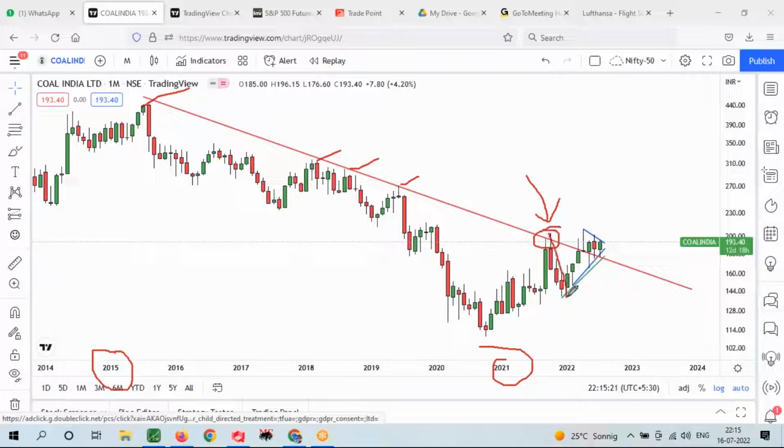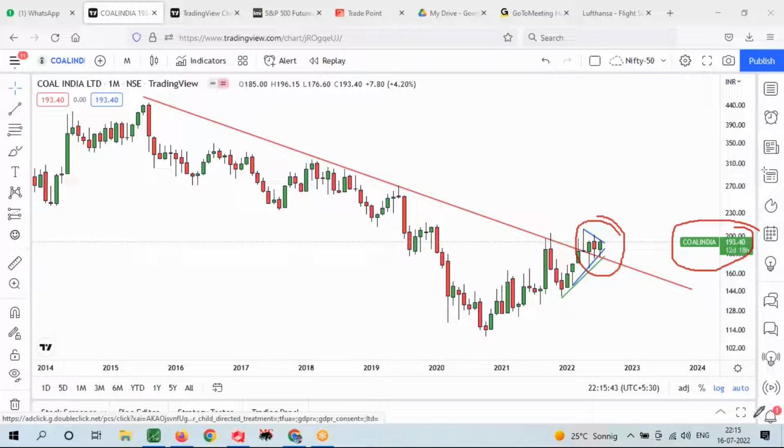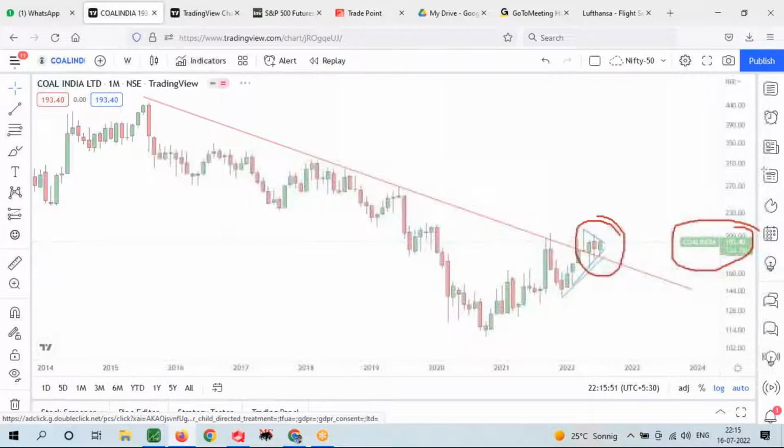It took a dip, right? See, again it made an attempt and then it went below but closed above, just above that. Now it is trying to sustain above that. Look at all 3-month candles, 4-month candles. Despite so much volatility in the market, the stock is still at 193. Right now you can see it is taking a support there. This is the monthly chart. Right now, move to weekly chart.